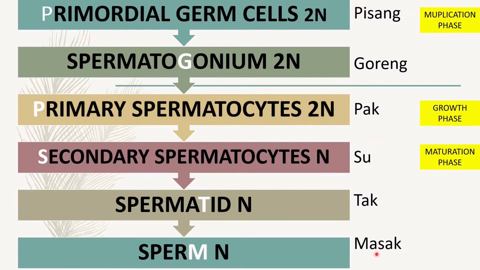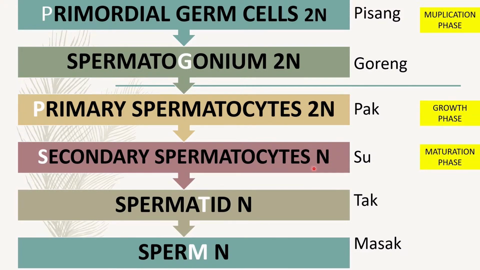By using this flowchart, actually it's quite easy. First of all, you use this mnemonic: pisang goreng bakso tak masak. Then you can see that we have 6 boxes over here. The first 3 are all diploid, followed by haploid. This is how you remember the chromosomal numbers.